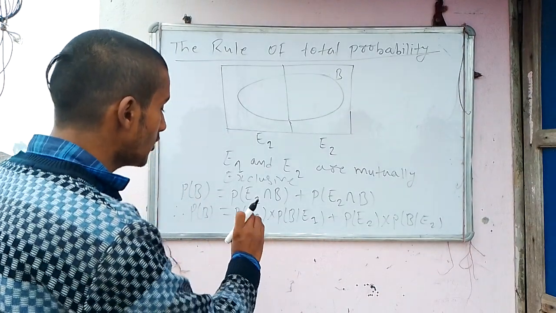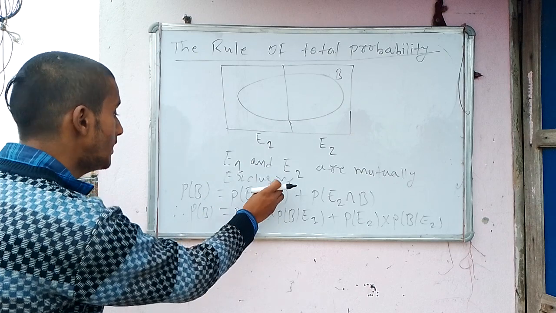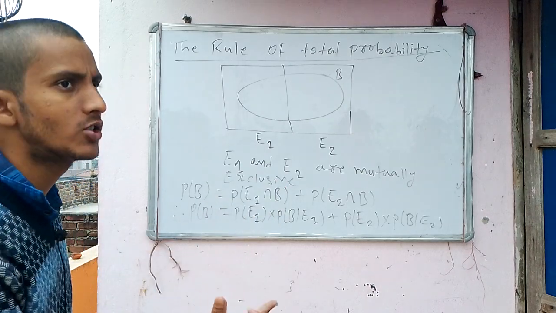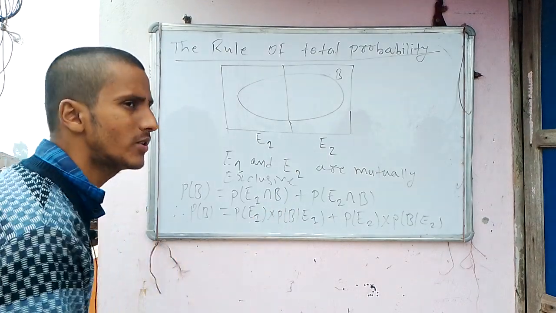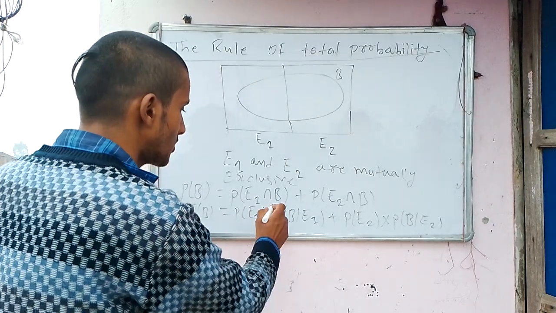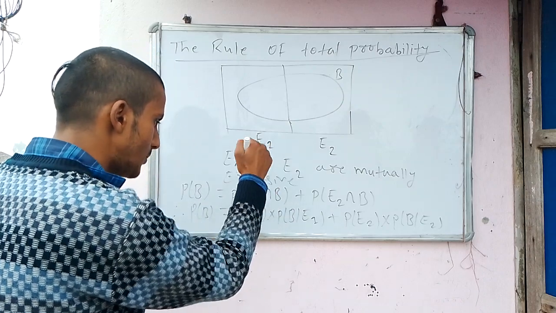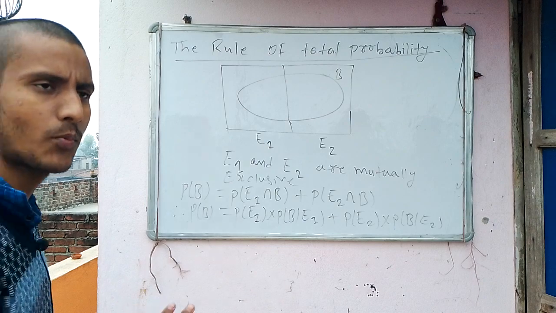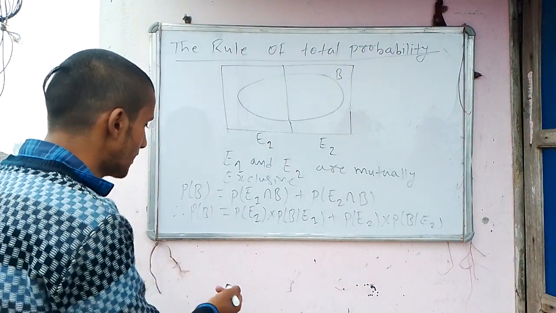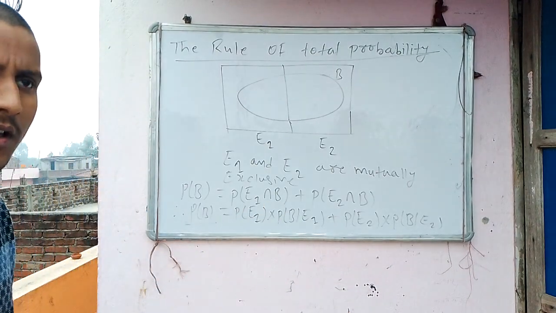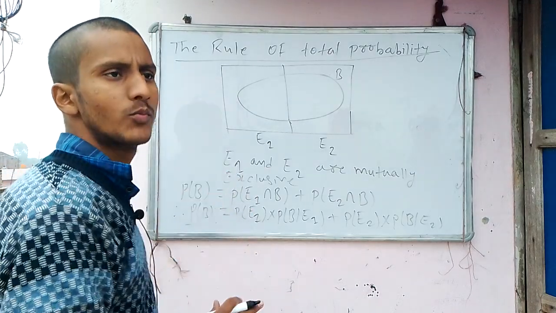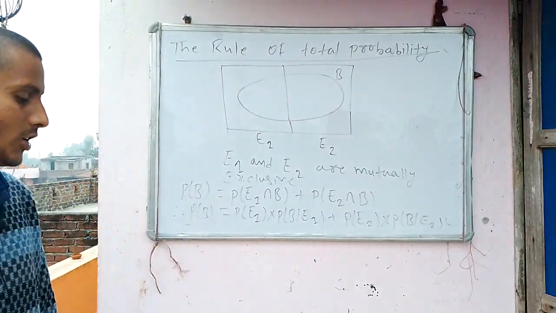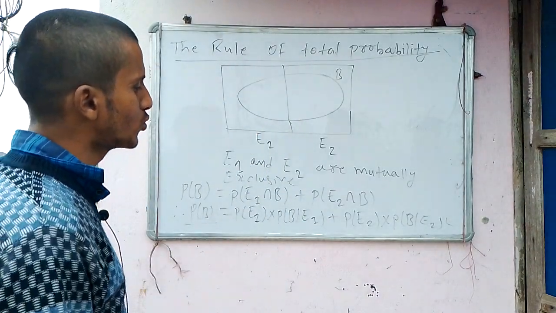If you want to write this as probability of B times probability of E1 given B, you can't do that. Why? Because you do not know what the probability of B is; we are figuring this out. That algebra would also be correct, but it isn't usable here. This is the rule of total probability, a little revision.